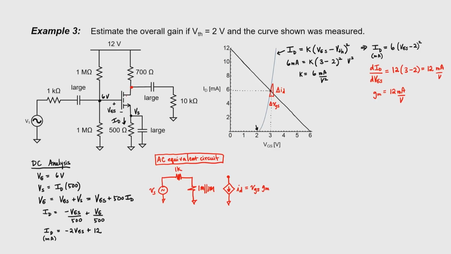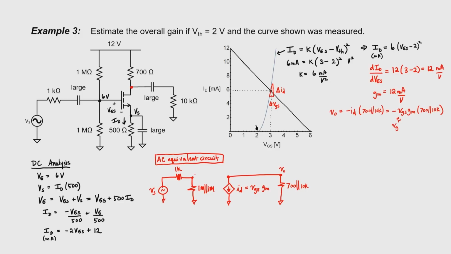Now let's carry on with our circuit. The AC signal sees two resistors, 700 and 10 kilo ohm. Let's label this as our output voltage. From our circuit, the output voltage is going to equal the drain current times these two resistors in parallel. We can substitute for our drain current. And because our source has a large capacitor attached to it, it's basically grounded, and our AC gate source voltage is basically just our AC gate voltage.